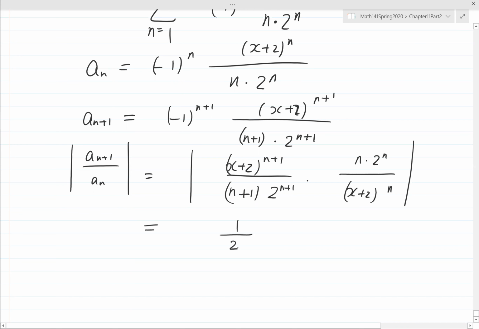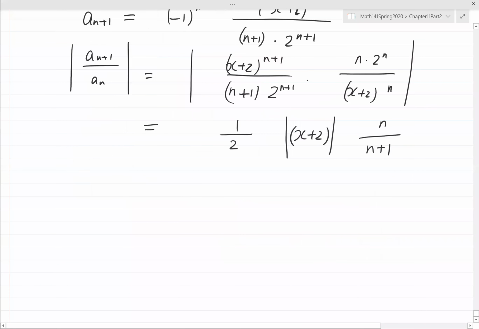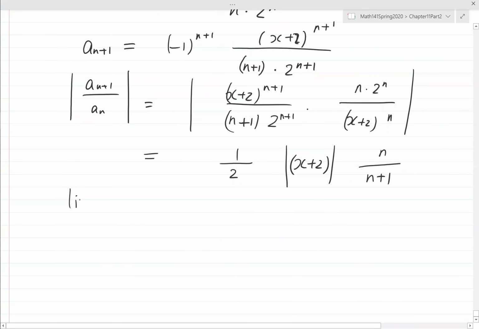Now x plus 2 to the power n plus 1 cancels with x plus 2 to the power n, so we have x plus 2. Now we have n over n plus 1 remaining. Now don't forget the absolute value. So now we take the limit as n approaches infinity. The ratio test says if the limit is bounded by 1, then it converges.